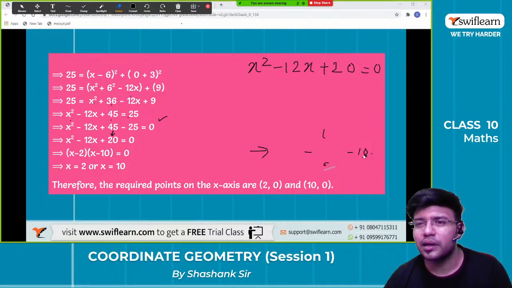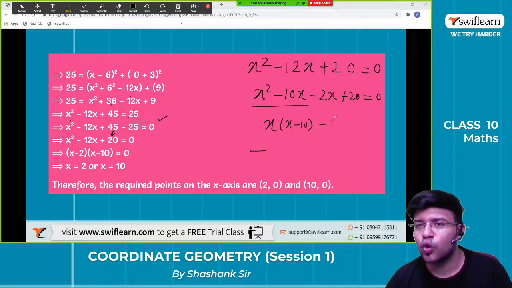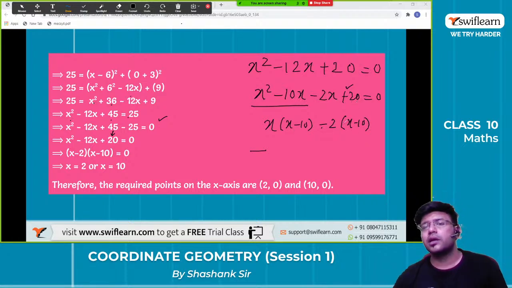12 can be written as minus 2 minus 10. So simplify this quadratic equation. Minus 10x minus 2x plus 20 is equal to 0. And this, take x common. So you get x minus 10. Here you take 2 common. You get x minus 10. Minus into minus is plus. So 2 into 10 is 20.